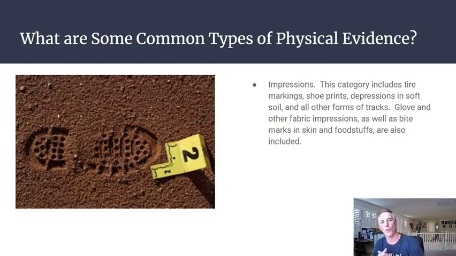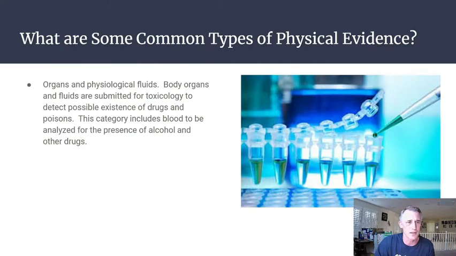Impression evidence is kind of a wide category. It could include footprints. It could include tire tracks. It could be depressions in soft soil from other things like a glove or fabrics or ropes. Impression evidence could also include bite marks on either skin or foodstuffs. All of that's included in that impression evidence category.